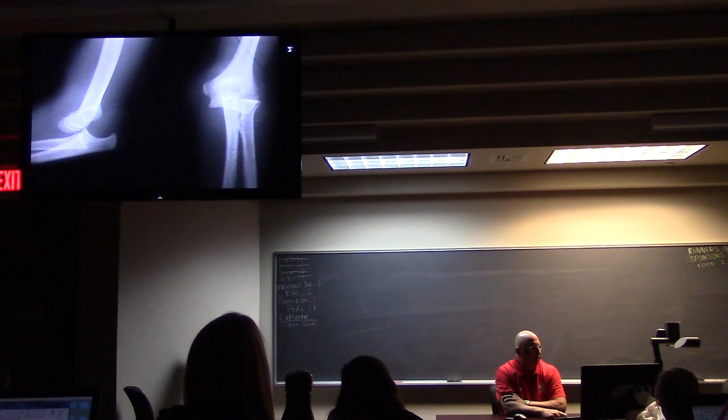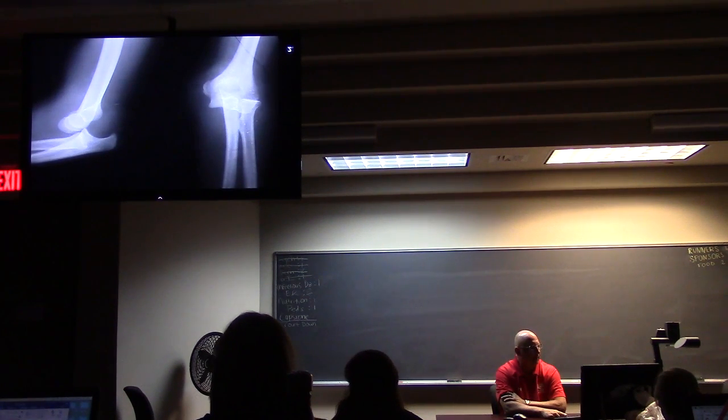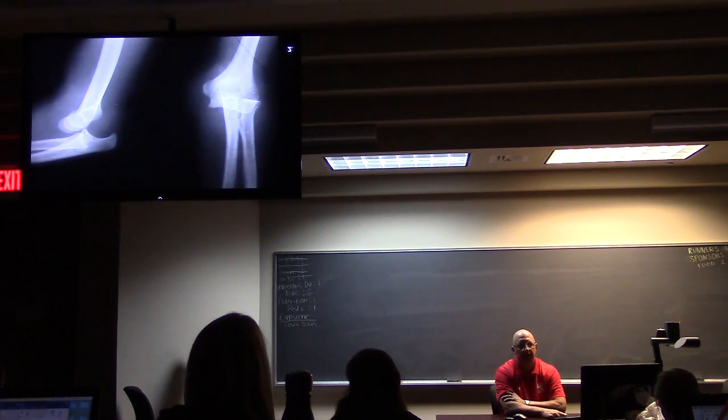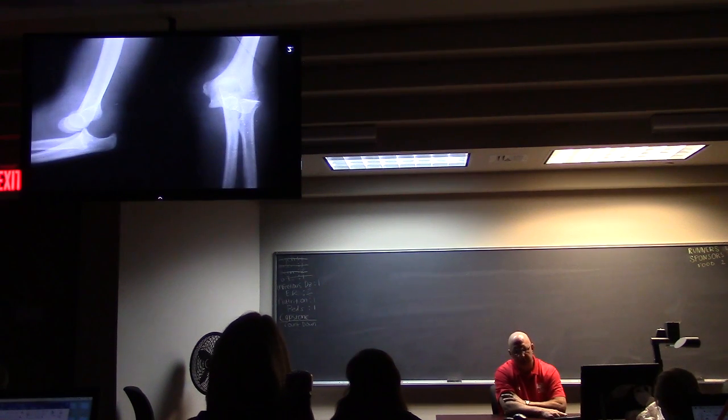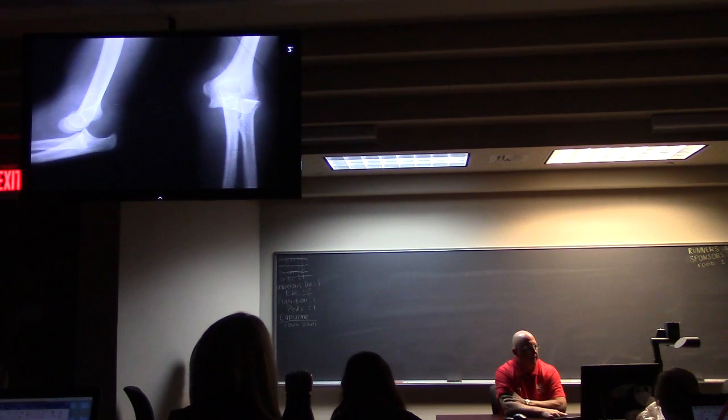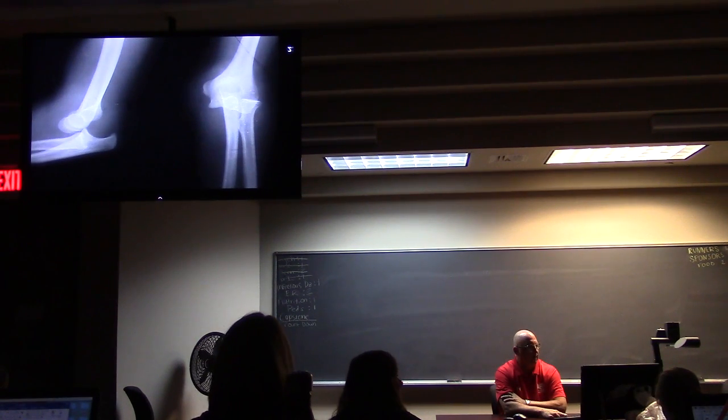Lady who fell off her horse. This is a dislocated elbow. This is a real emergency. This is something you don't want to triage out to the waiting room. You want to check their pulses, check their radial and ulnar pulses, make sure they're neurovascularly okay, and get that reduced right away.